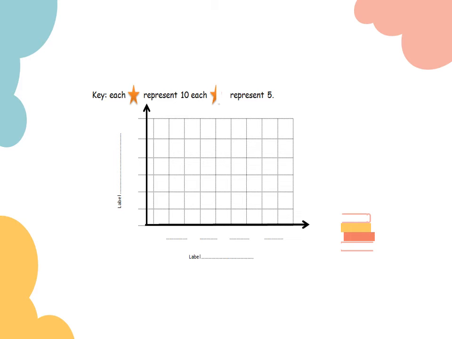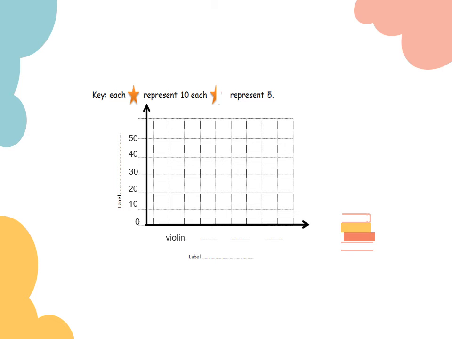Here we want to write the label here and here. What will we write here? The number of musical instruments sold. Like this. We will write the numbers on the graph by 10 because we have a scale of 10, because each star represents 10 and each half represents 5. We can write 0, 10, 20, 30, 40, or we can write 0, 5, 10, 15, 20 as a scale of 5.